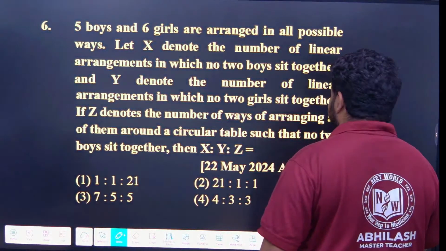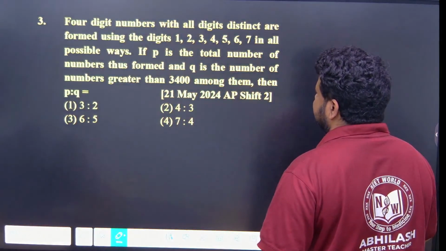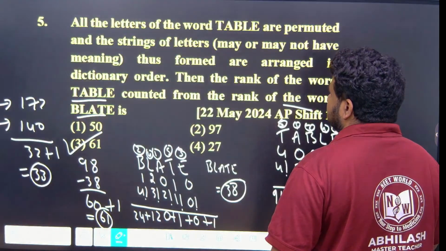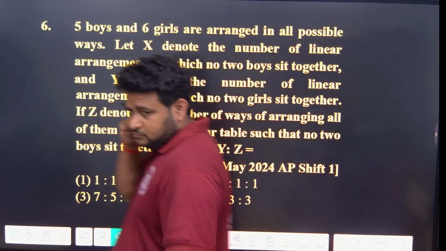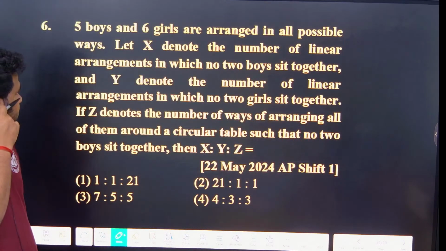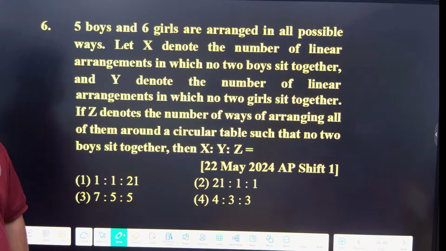Next question. This question we have done already. Look at this question. Can anyone read the question loudly?